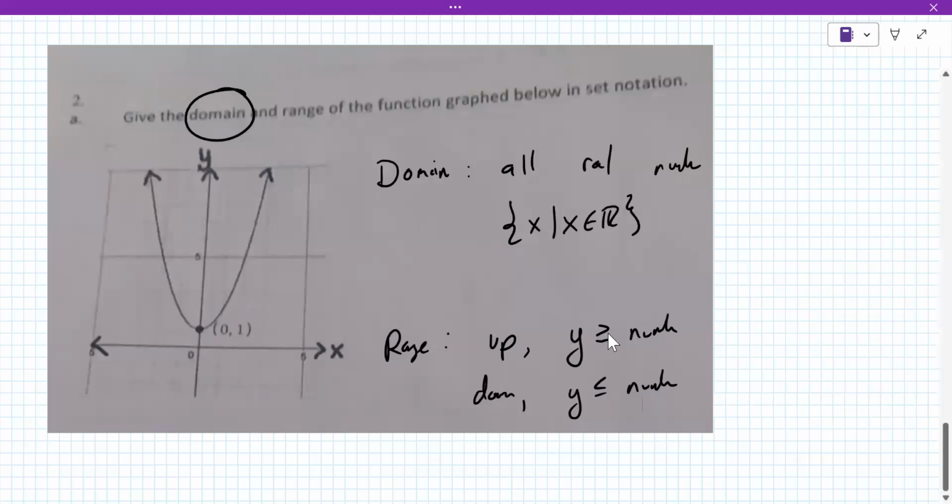So this is going to be one over here. In fact, it's greater than or equal to the smallest y value, which occurs at the vertex. So you're looking for the y value of the vertex. What's the y value there? 0 and 1. But just the y value. What's the y value here? 0, or I'm not sure. X comes before y. X is the first number, y is the second number.